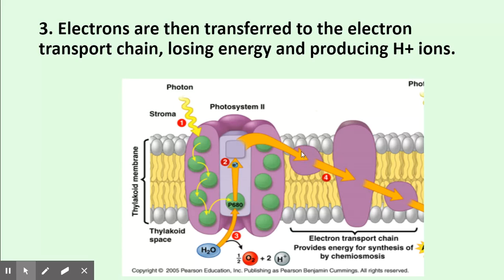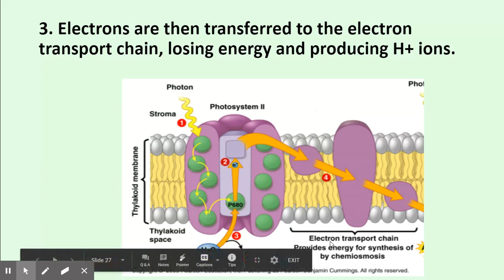And then that electron carrier is going to carry that electron through the membrane down the electron transport chain. It's going to start losing energy, but hydrogen ions are going to also start being produced along the way.